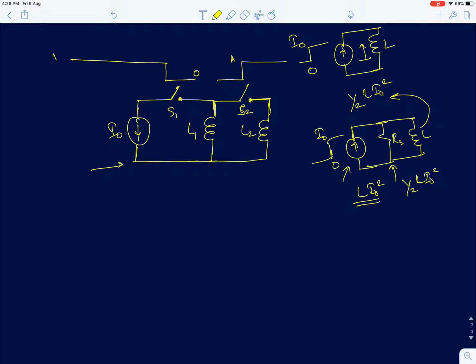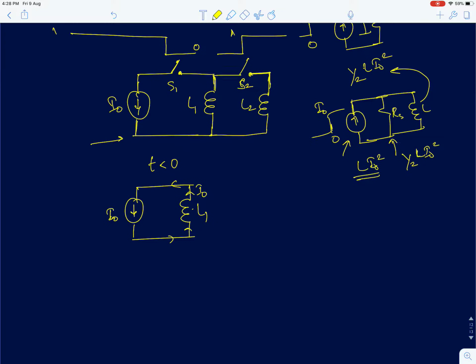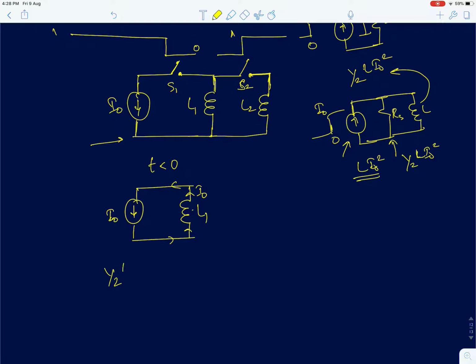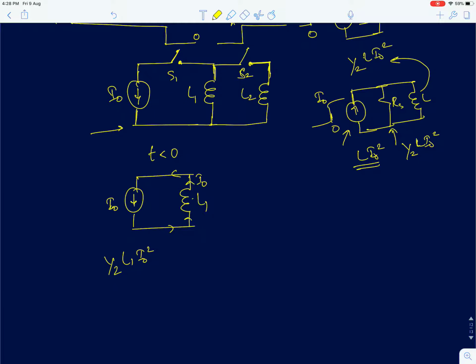Okay, so for t less than 0, that is before t equal to 0, the circuit reduces to something like this, and this inductor carries a current of I0 in this direction, and the stored energy in this inductor is half L1 I0 square. The inductor builds a constant flux, given by L1 into I0, once the constant current flows in it.